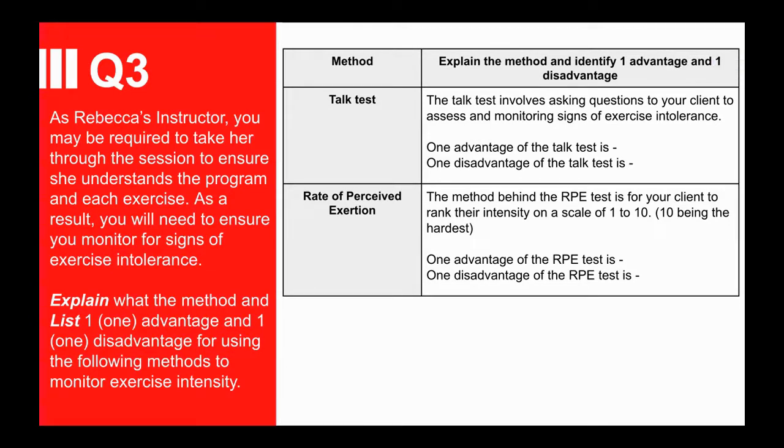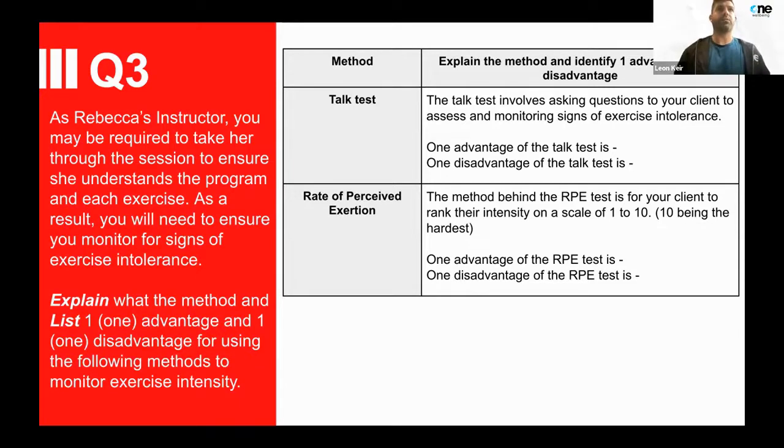Yep. The disadvantage of it is that some people just don't like talking when they're exercising, and it's actually a distraction to them. So the disadvantage is that if you're training a client that doesn't like talking to you, then it becomes more of a distraction than a tool for you to use to identify intensity. And the client might not like the session because you'll try and talk to them the whole time. Does that make sense? Yeah.